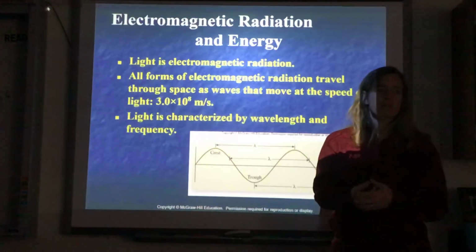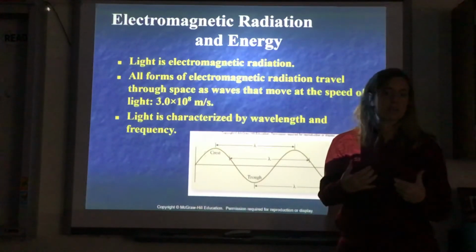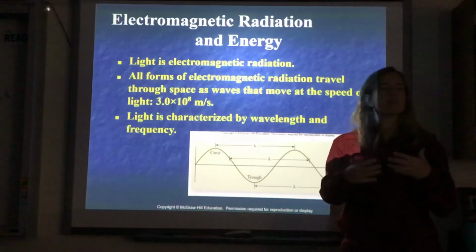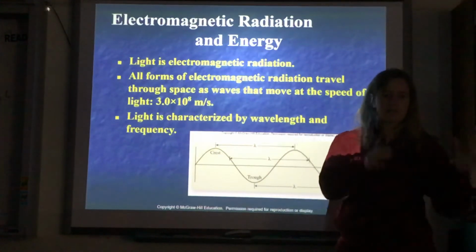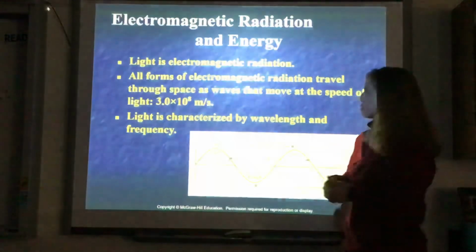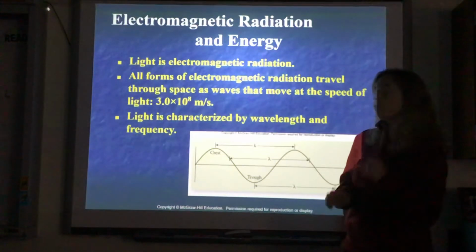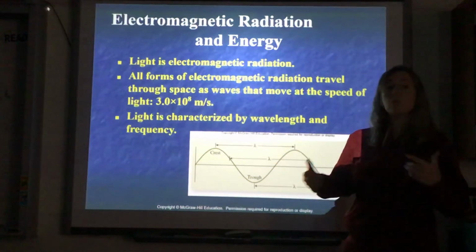We cannot move that fast. We cannot see images that fast. So to us, it looks instant, even though it's actually a process and this light is traveling at a certain speed. Light is characterized by wavelength and frequency. So what is wavelength?